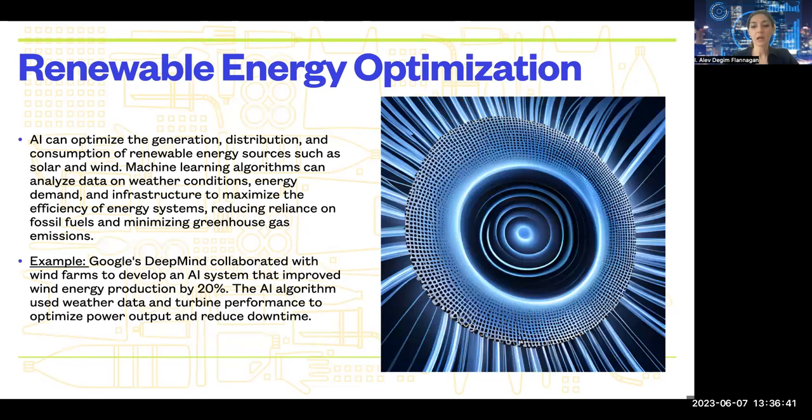Another area that AI can help with climate change and pollution is renewable energy optimization. And here AI can make a significant impact in optimizing renewable energy by processing data on weather conditions, again, just like we've discussed before, energy demand, and infrastructure. AI algorithms can maximize the efficiency of renewable energy systems, such as solar and wind. This optimization reduces reliance on fossil fuels, minimizes greenhouse gas emissions, and paves the way for a cleaner and more sustainable energy future. It is very important to understand, again, what AI can do here.